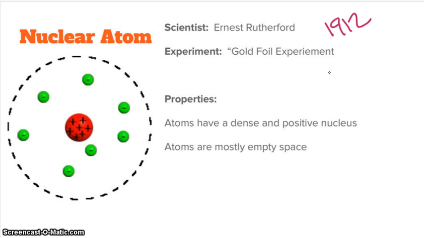First off, nuclear atom, he's the first one to actually find the nucleus. So the nuclear atom has a dense and positive nucleus, and then the electrons are outside the nucleus, hanging out in mostly empty space. So nothingness. And again, we're going to go over in pretty good detail how Rutherford came up with this atom in class.